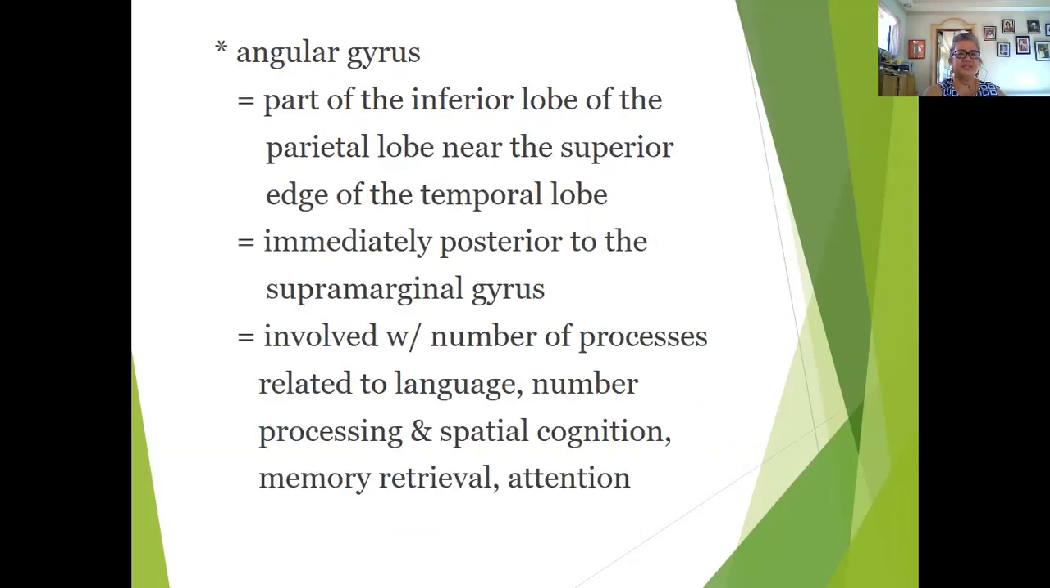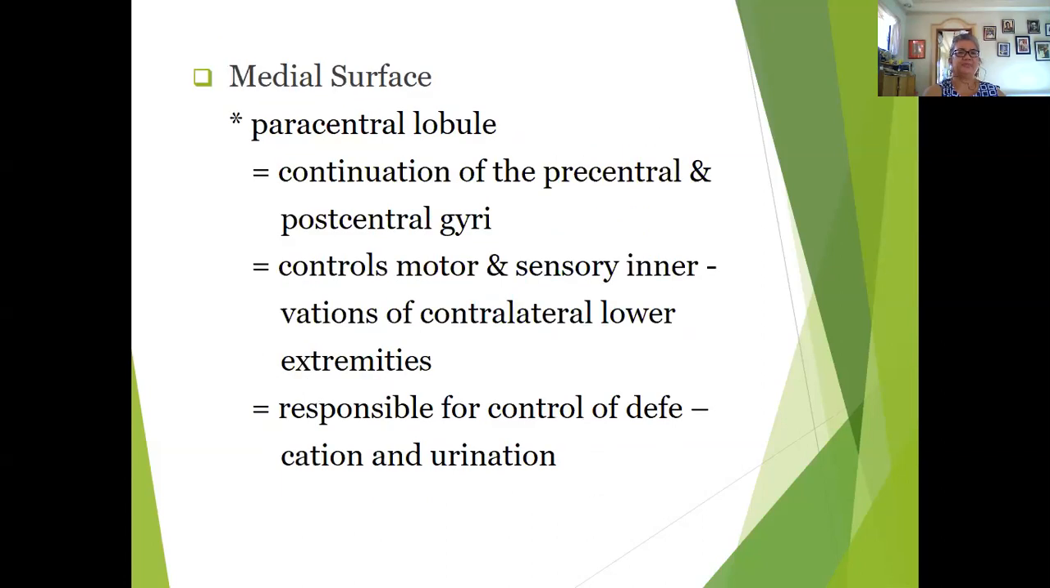Then you have the angular gyrus, which is part of the inferior lobe of the parietal lobe near the superior edge of the temporal lobe and immediately posterior to the supramarginal gyrus. So your angular gyrus is posterior to your supramarginal gyrus. Then this is involved with a number of processes related to language, number processing, and spatial cognition, memory retrieval, and attention.